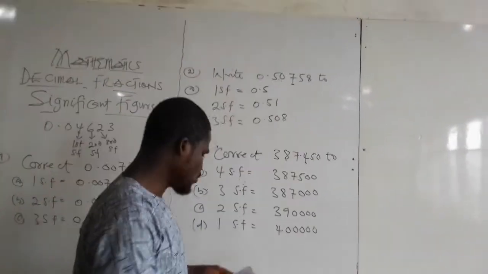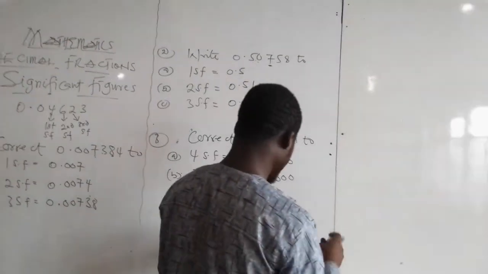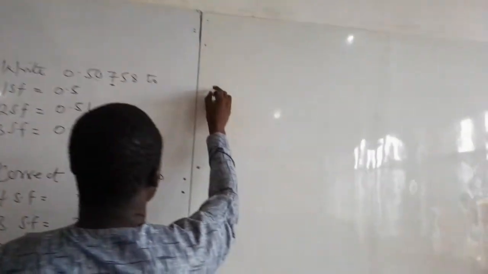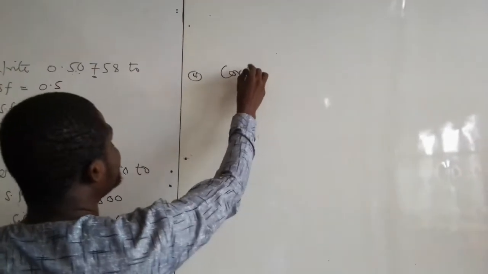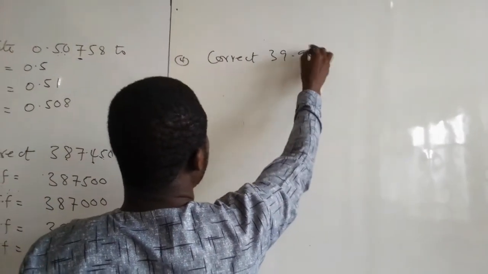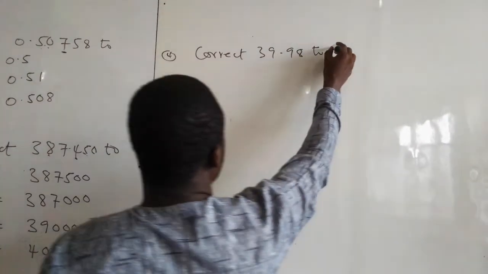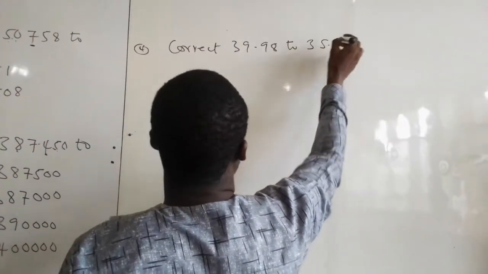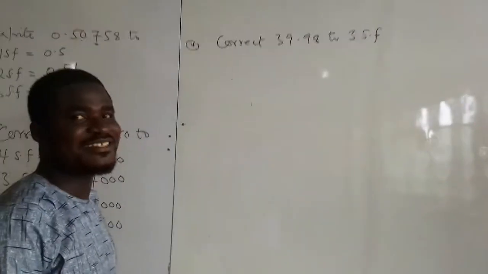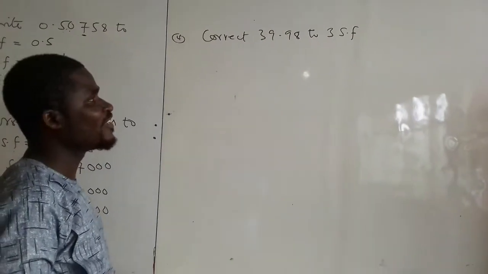Now I want you to try this question for me, okay? Try it for me. Correct 39.98 to 2 SF. Please try your hands. I'm waiting for you.